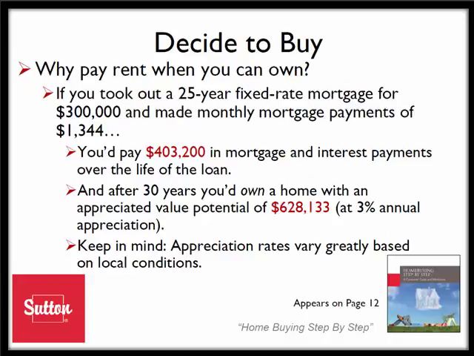If you took out a 25-year fixed-rate mortgage for $300,000 and made monthly mortgage payments of $1,344, you'd pay $403,000 in mortgage and interest payments over the life of the loan. And after 30 years, you'd own a home with an appreciated value potential of $628,000 at 3% annual appreciation. So again, in the city of Vancouver, over the last 50 years, property prices have appreciated 9% per year on average. So it's not guaranteed, but that's just kind of what has happened for the last 100 years.